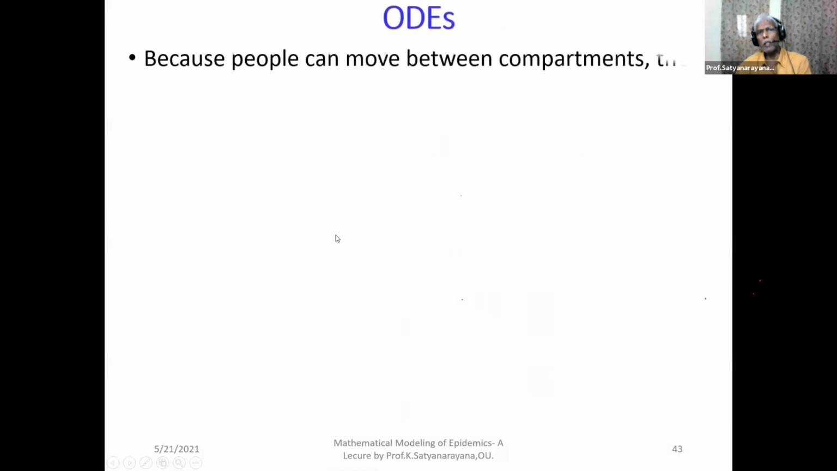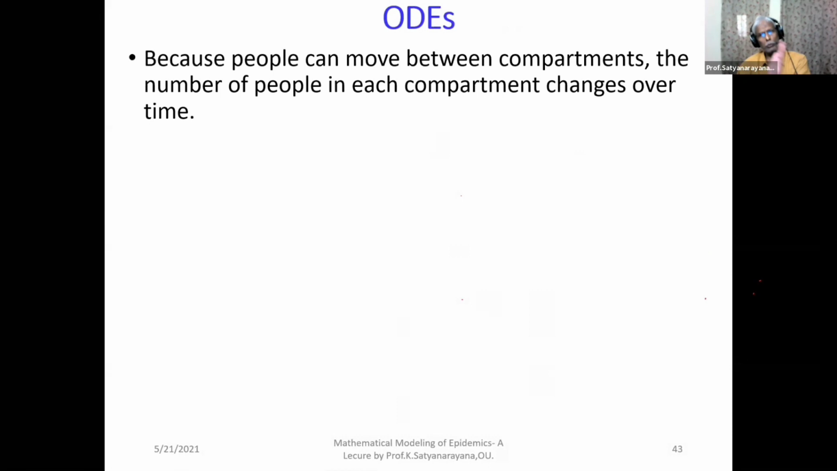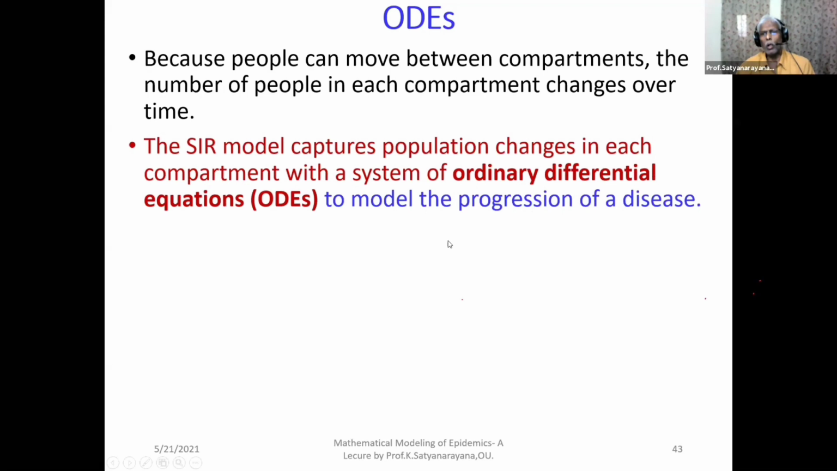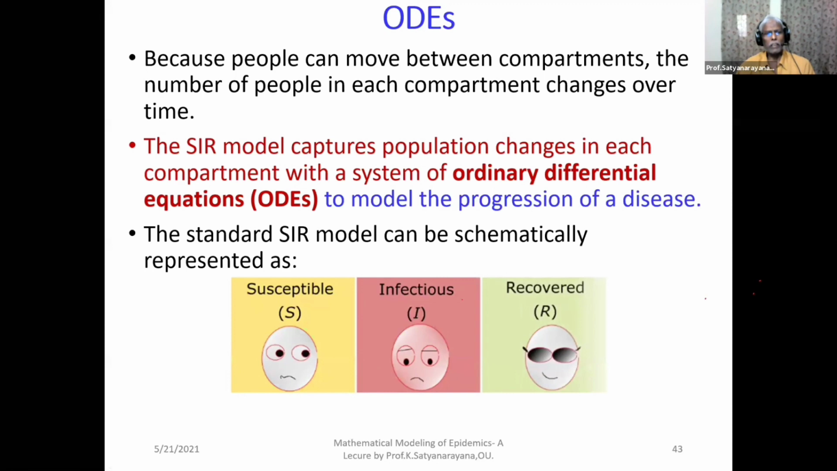We use ordinary differential equations because people can move between compartments, from susceptible to infectious, infectious to recovered. The number of people in each compartment changes over time t. As time t changes, S(t) changes, I(t) changes, R(t) changes. Thus, mathematics will come into the picture. The SIR model captures population changes in each compartment with a system of ordinary differential equations to model the progress of the disease. The standard SIR model can be schematically represented like this: susceptible, infectious, recovered.